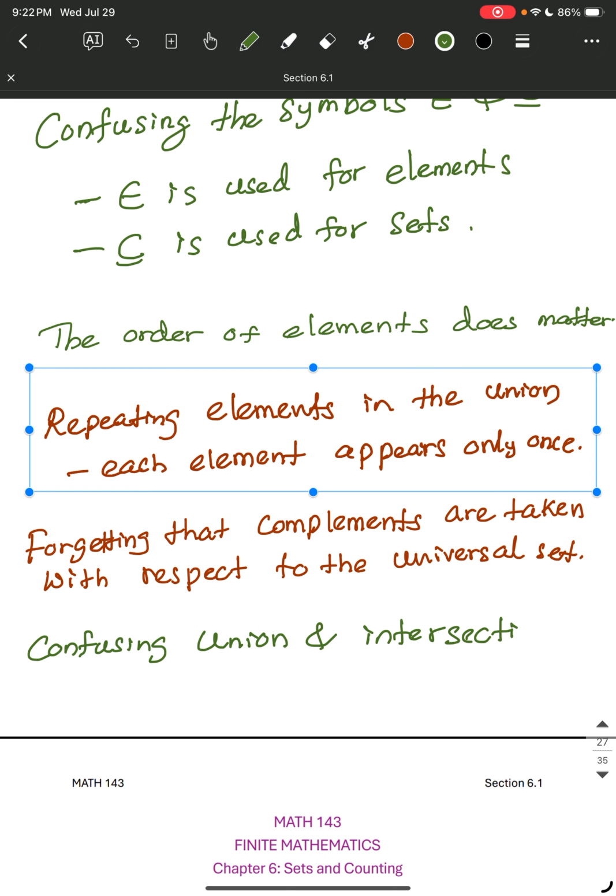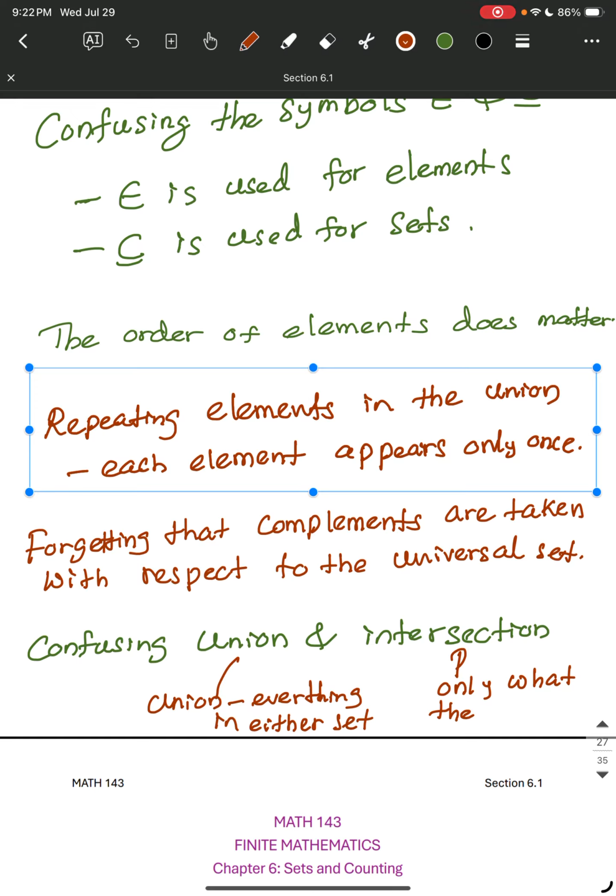The union means everything in either set. Intersection means only what they share. I hope everything is clear so far.